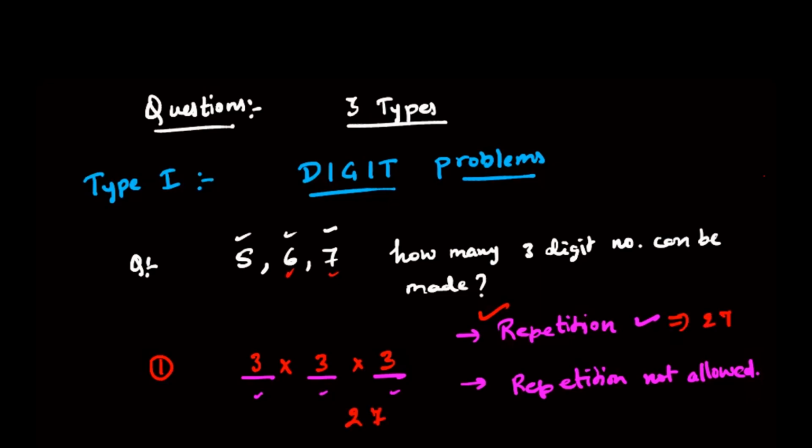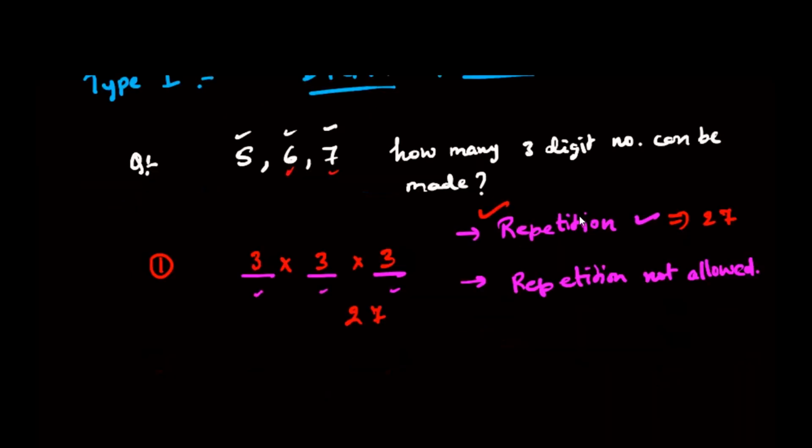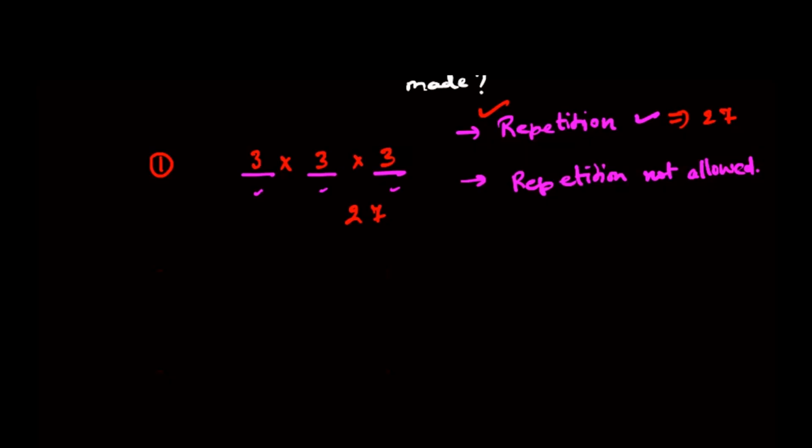That is when the repetition of the digit is allowed. So 666 is a three digit number. Similarly, 777 is a three digit number. Until and unless mentioned in the question, you always go ahead with these two conditions, whether repetition is allowed or repetition is not allowed. Now let's consider the second case where the repetition is not allowed.